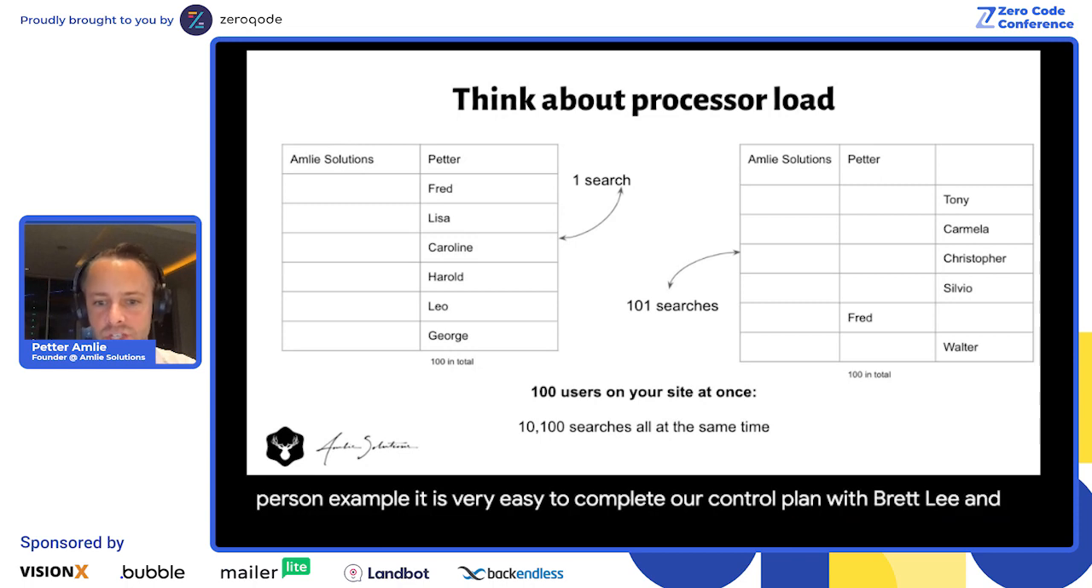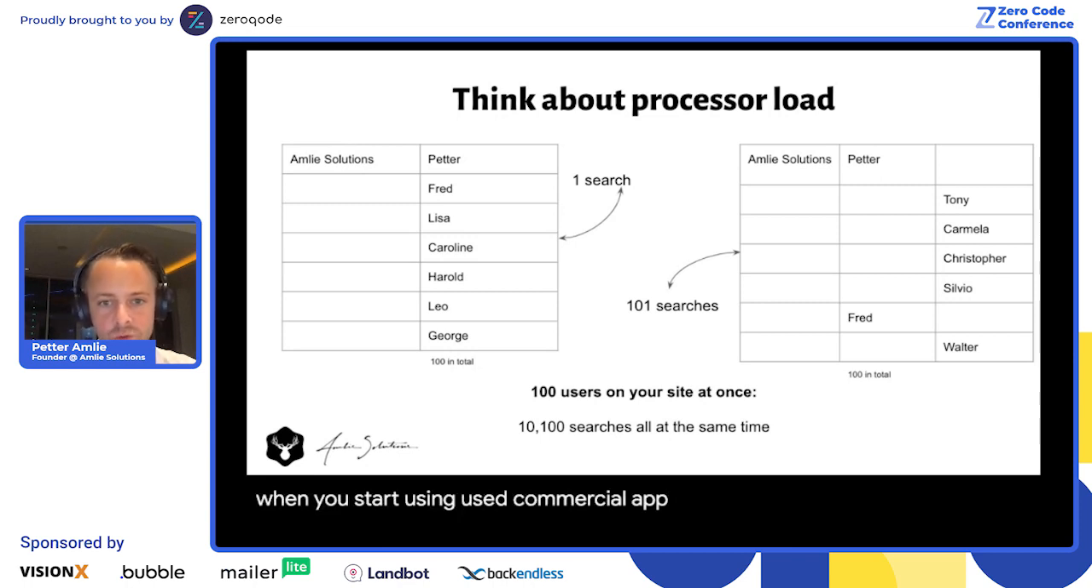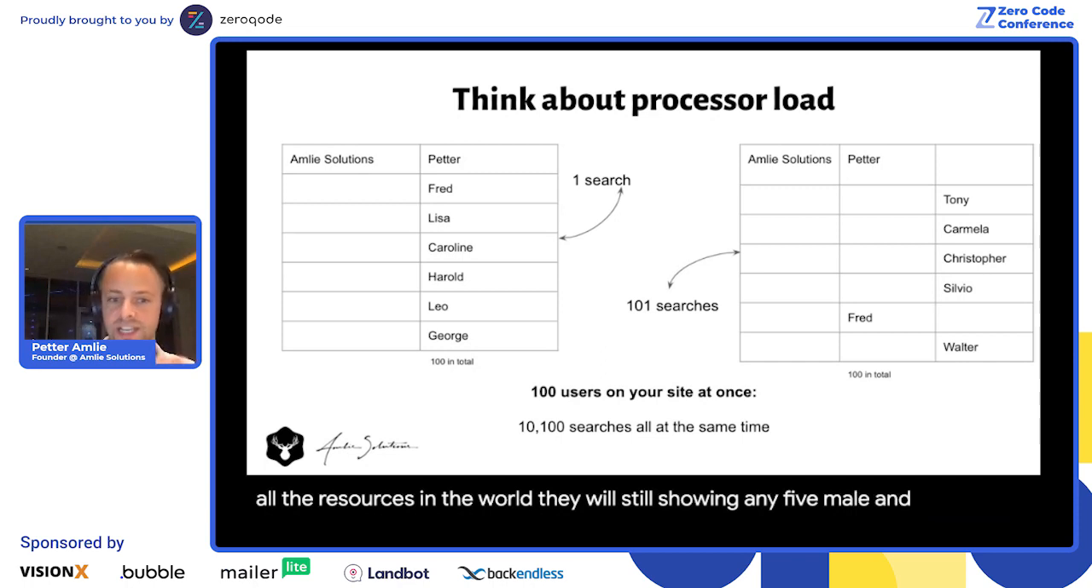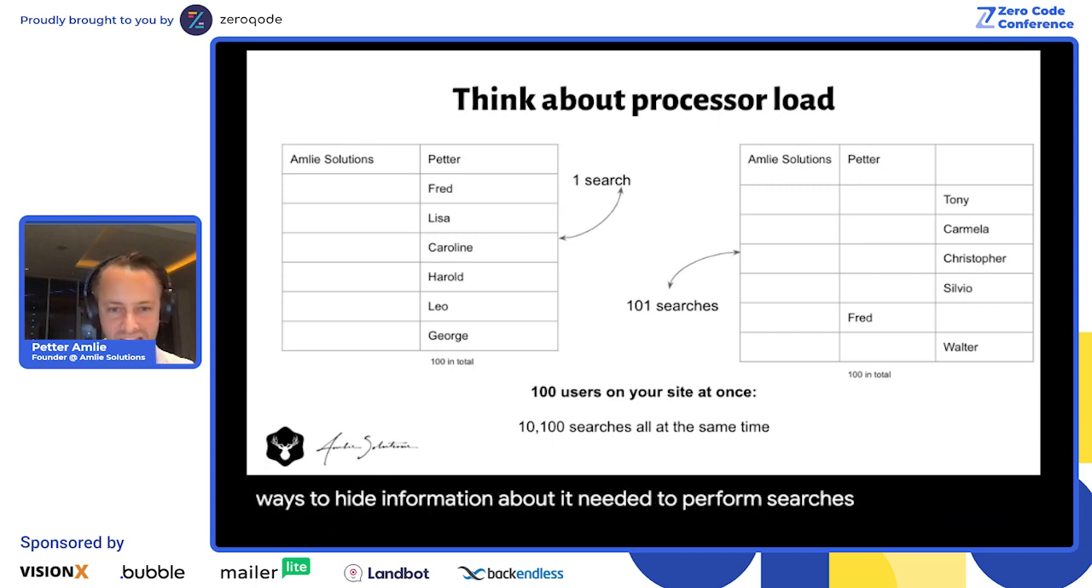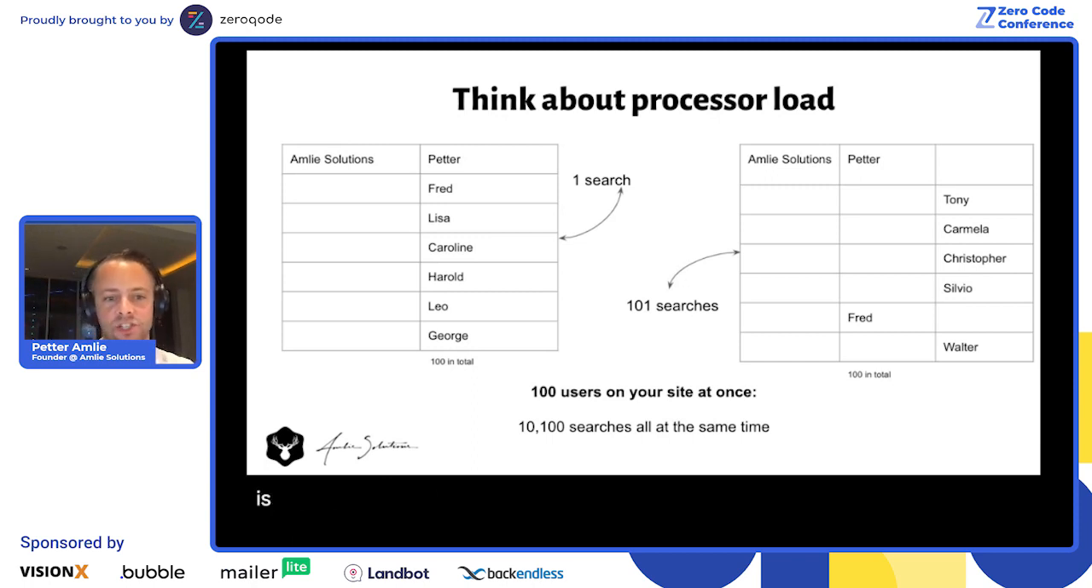And when you start using huge commercial apps, you will notice that, for example, Gmail, they have all the resources in the world, they will still show you only 25 mails, and they will need a few seconds to load the screen. So every app does this. You need to find ways to hide information until it's needed. Don't perform searches that you don't absolutely need to do, stuff like that, to make sure that your app performs as you scale.